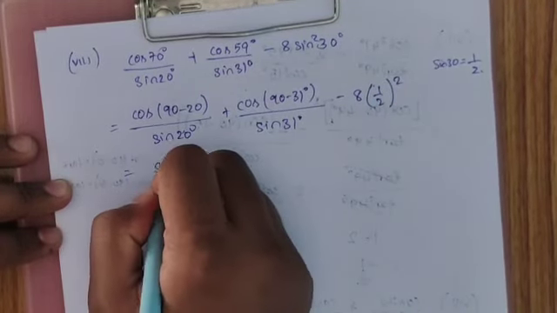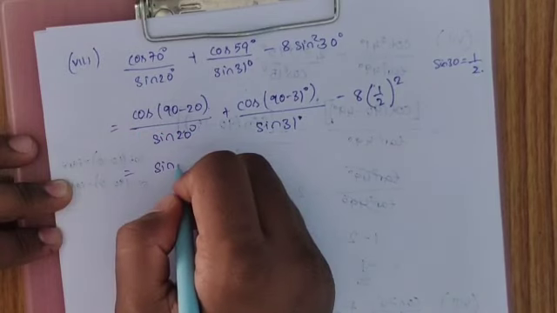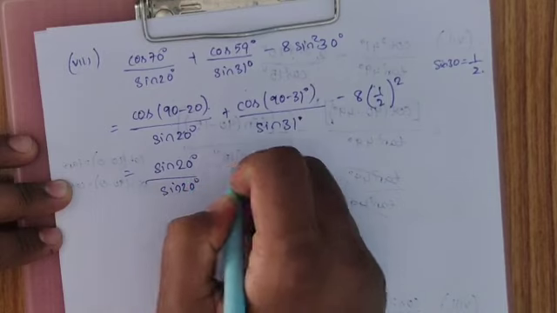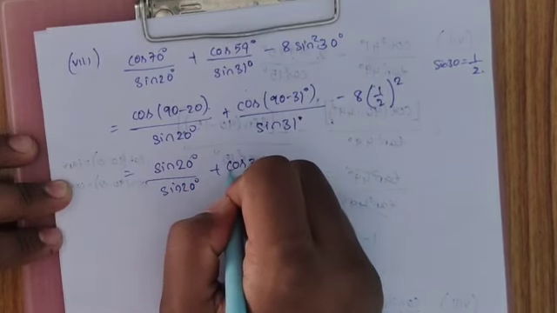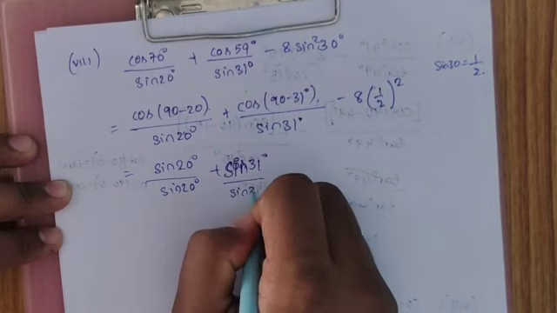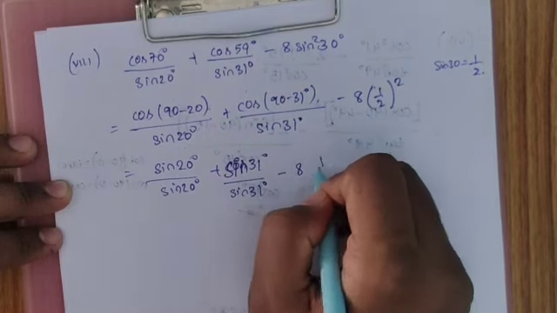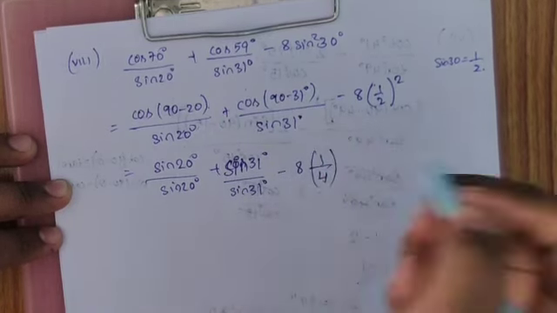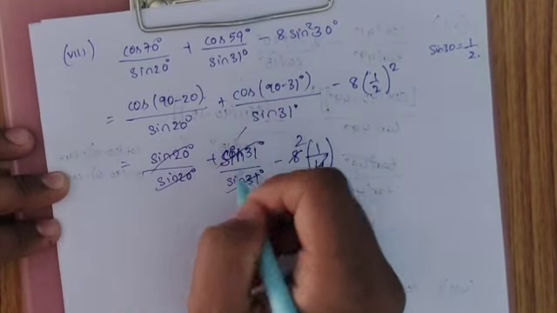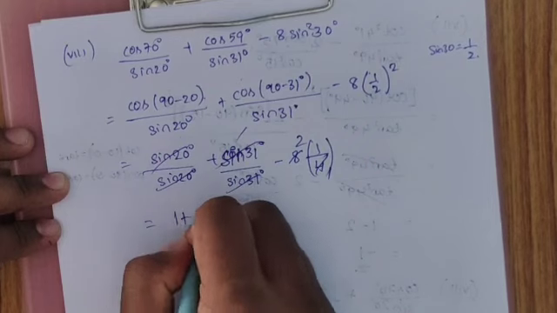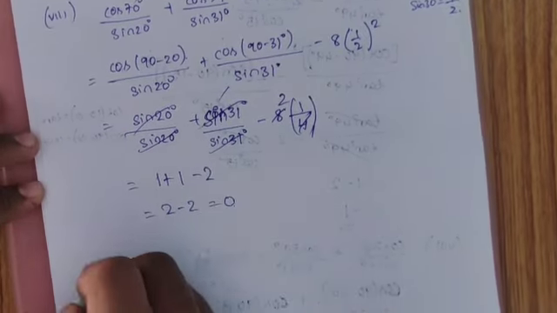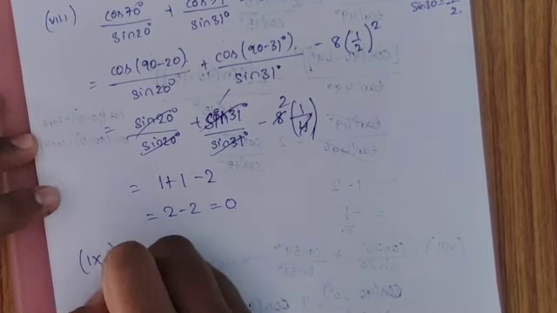So now cos of 90 minus theta becomes sin theta. So sin 20 degree divided by sin 20 degree plus, sorry, cos becomes sin 31 degree divided by sin 31 degree minus 8 into 1 divided by, so 2 square means 4. So 4 ones are 4, 4 twos are 8. This can cancel, so this also gets cancelled. The remaining is 1 plus 1 minus 2. So here 2 minus 2 becomes 0. 0 is your result.